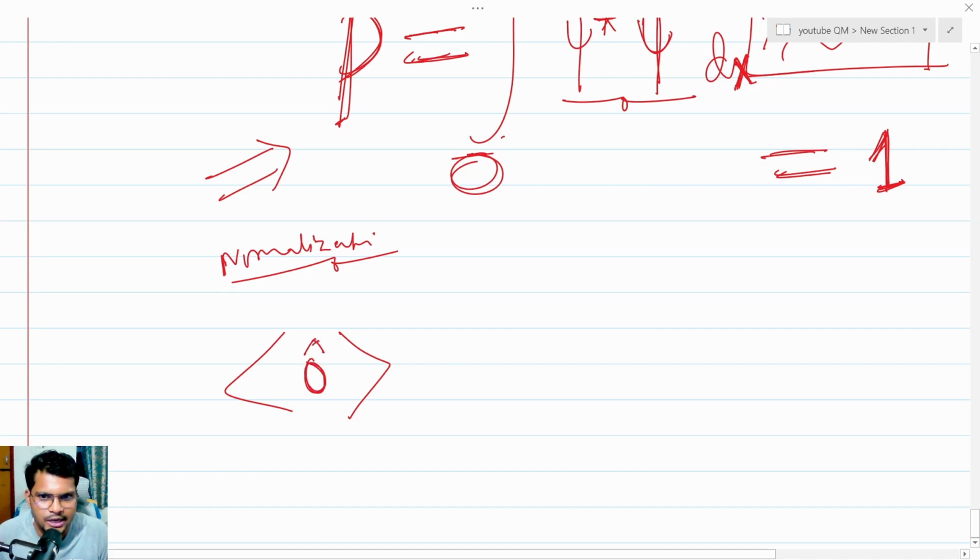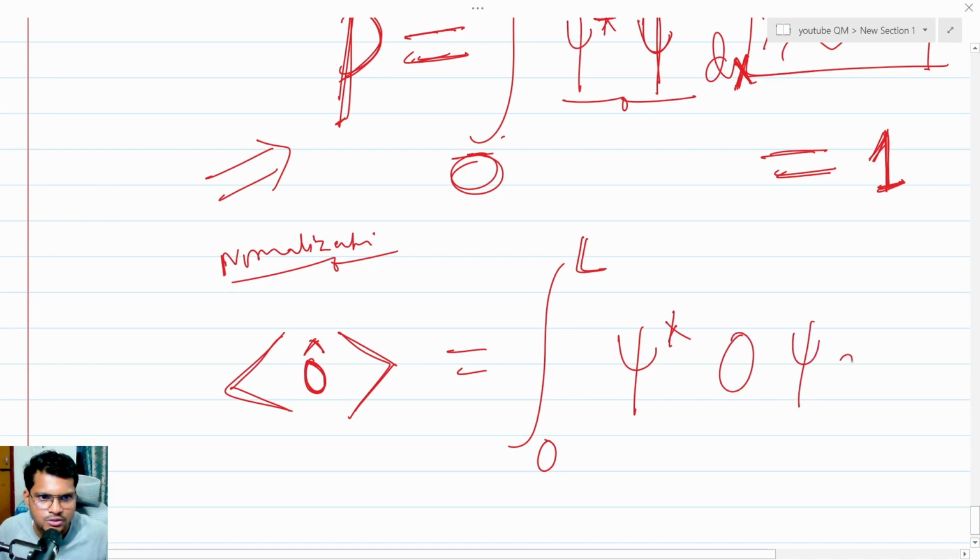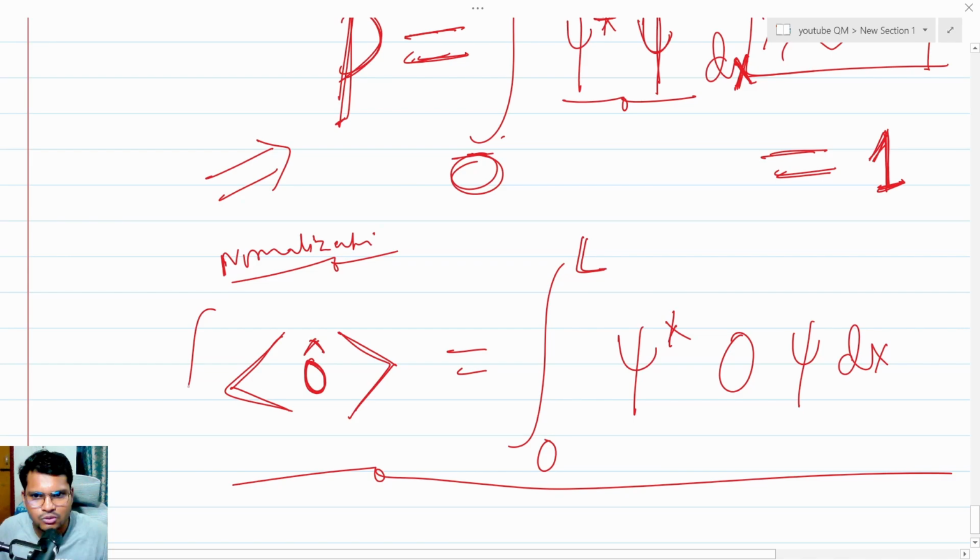Whatever you are measuring would already become an operator. As I told you, the momentum has now become an operator. And this bracket is actually telling you that you have to always rely on the average. I told you why. So now it will simply become, let us say, the integral from 0 to L of psi star, this observable acting on psi, dx, right? And this will actually give you, in quantum mechanical language, the expectation value of that.